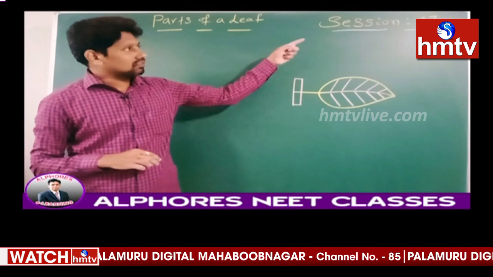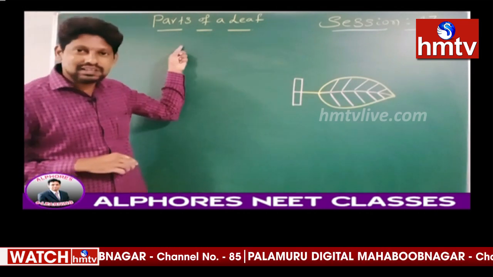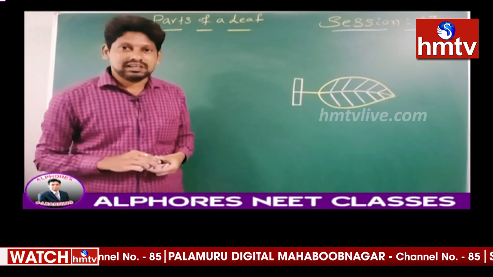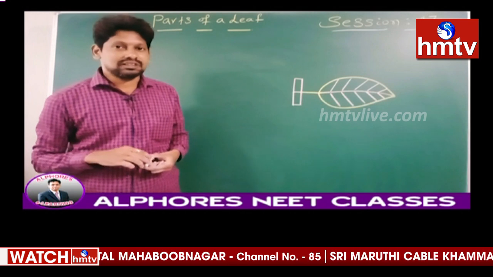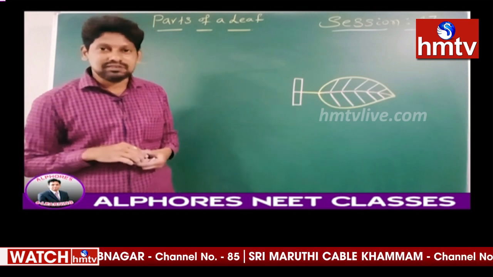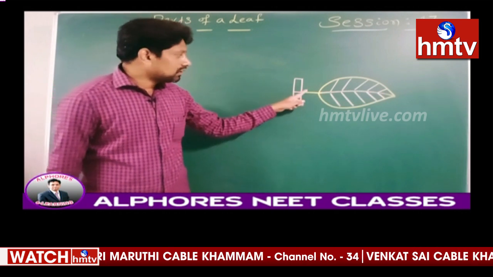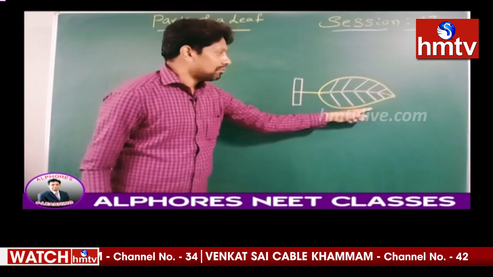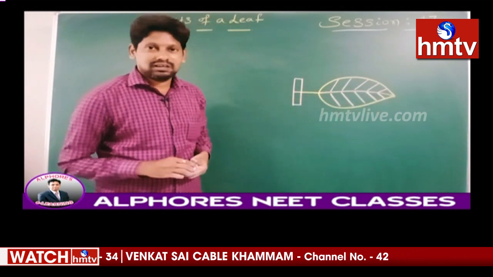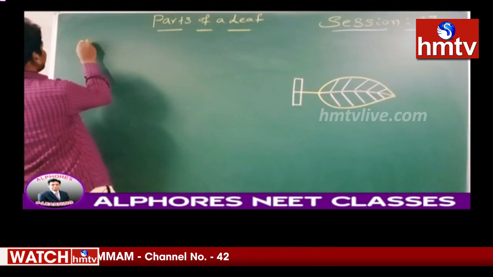In today's session, that is session 13, we are going to discuss parts of a leaf. The three main parts of a leaf are: number 1, leaf base; number 2, petiole; number 3, leaf lamina.